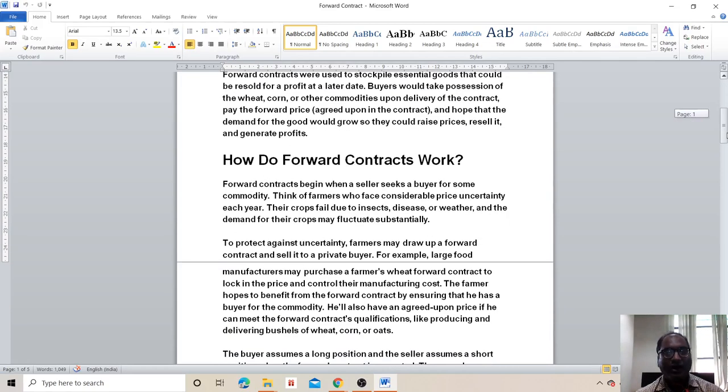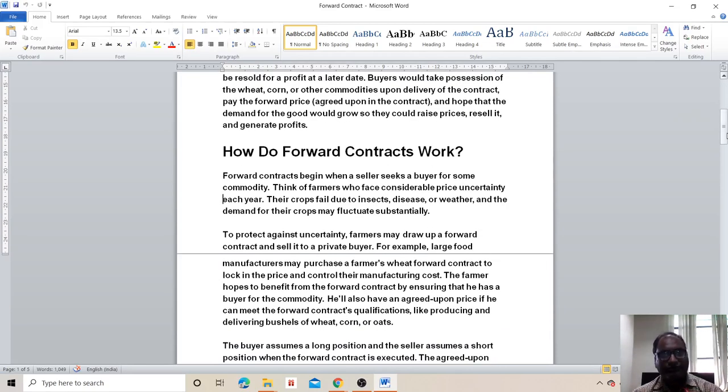Okay, now we'll see how a forward contract works. So a forward contract begins when a seller seeks a buyer for some commodity. Think of farmers who face considerable price uncertainty each year. Their crops may fail due to insects, disease, or weather, and the demand for their crop may fluctuate substantially. To protect against uncertainty, farmers may draw up a forward contract and sell it to a private buyer.